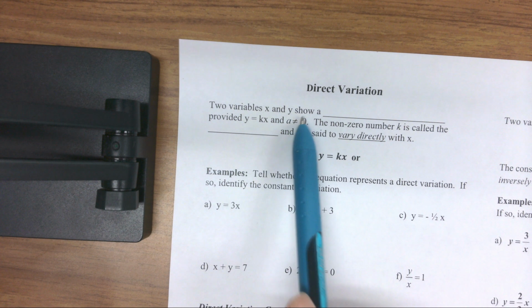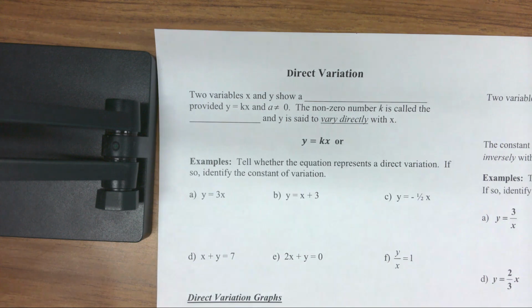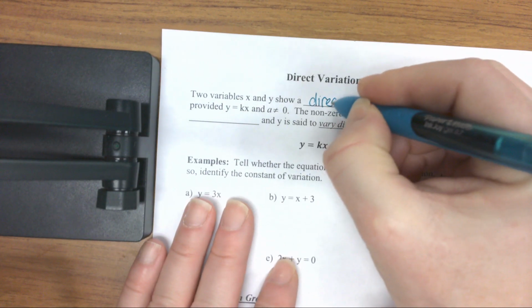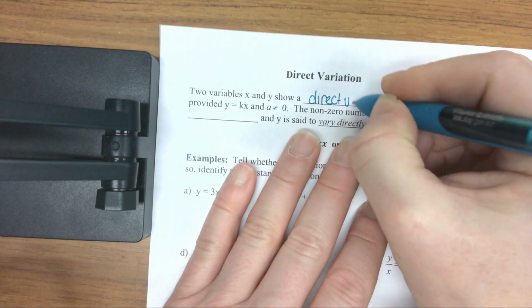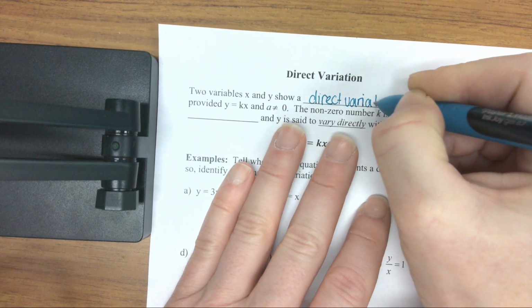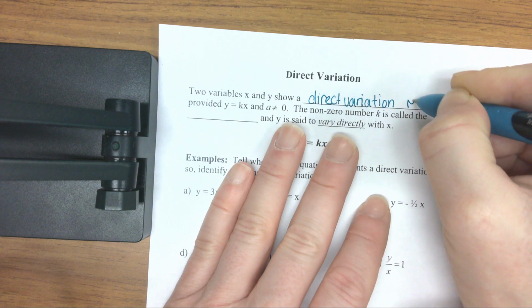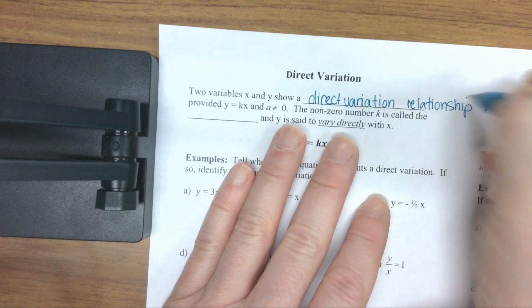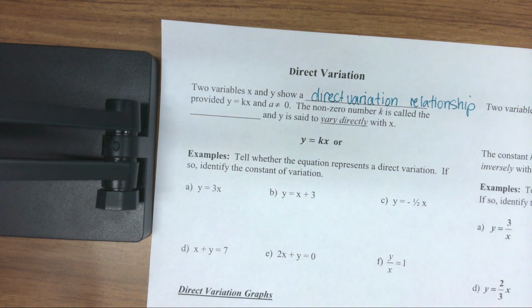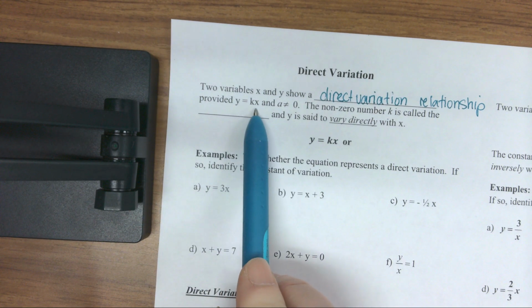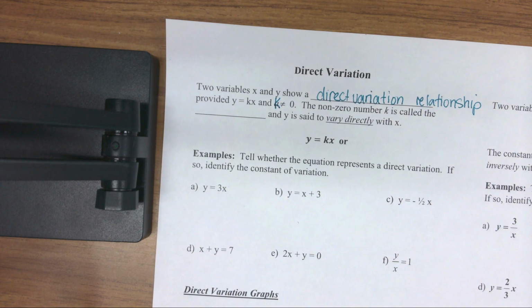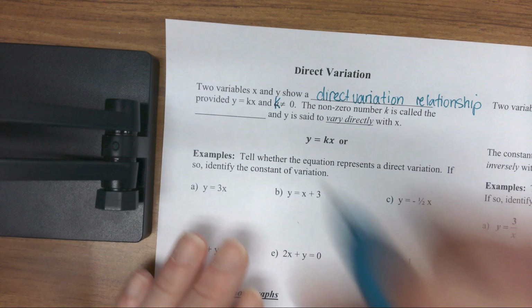And y show a direct variation relationship provided that y equals k times x, and this should say, and k can't be 0, so fix that. The non-zero number k is called the constant.